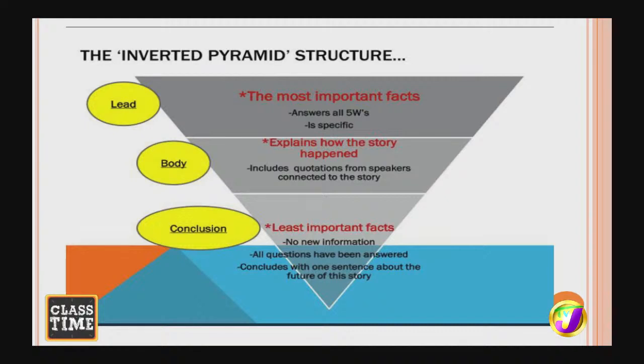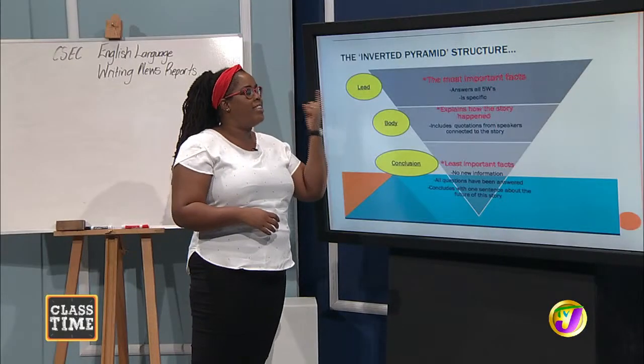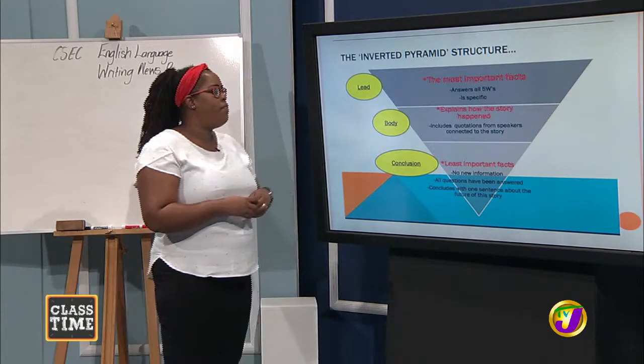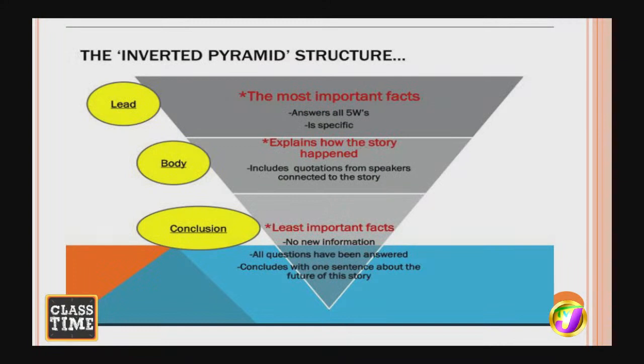All right. Now, here we have the most important facts, right? This section answers all 5 W's and is specific. And this section is the lead, right? Pay attention to that. This is called the lead. And we're going to find out what all of these are, the lead, the body, and the conclusion. All of this will be explained to you. Don't worry about that. Then we have the body, right? And this is telling you what the body of the news report is going to consist of, right? The body of the news report explains how the story happened, right? It includes quotations from speakers connected to the story, right?